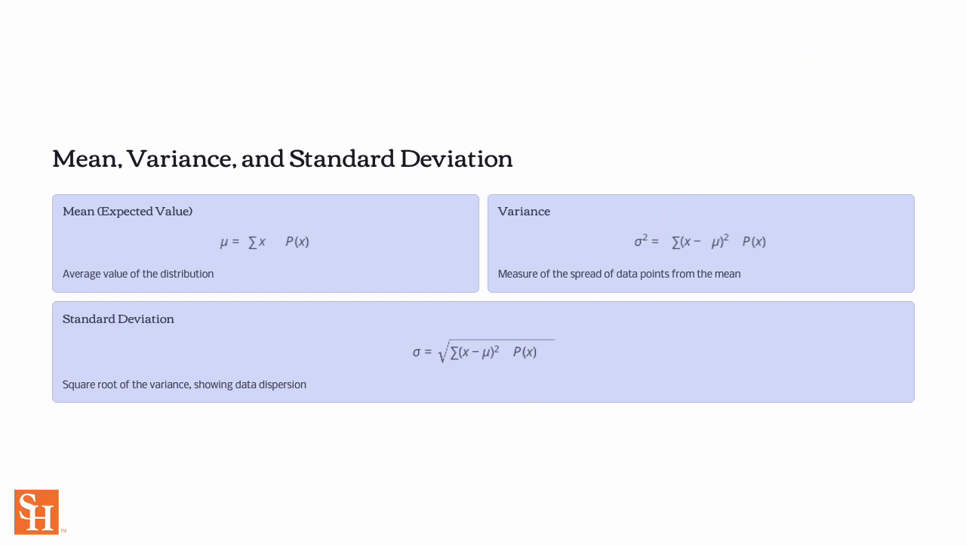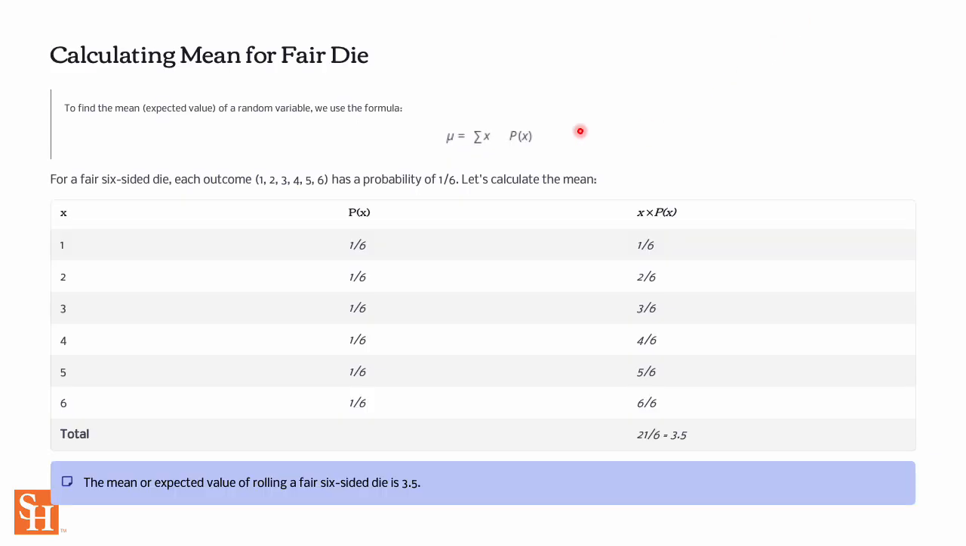So in our previous slide, we discussed the formula for expected value or mean for a probability distribution. Now let's see how we can calculate that. Here for a die throw, we have the outcomes 1, 2, 3, 4, 5 and 6, and those are the associated probabilities. Now to calculate expected value or mean, what do we have to do?